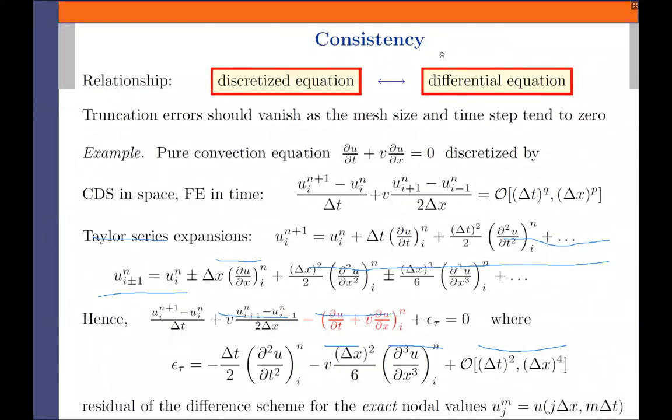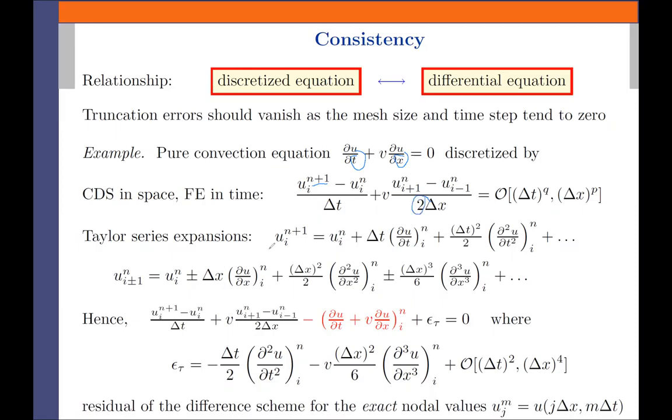Now basically this is the relationship between the discretized equation and the differential equation. Truncation error should vanish as the mesh size and time step tend to zero. For example, take the pure convection equation del u by del t plus v del u by del x equals zero. In time it depends on n plus one, and for x it is i plus one, and the central difference must be order two.